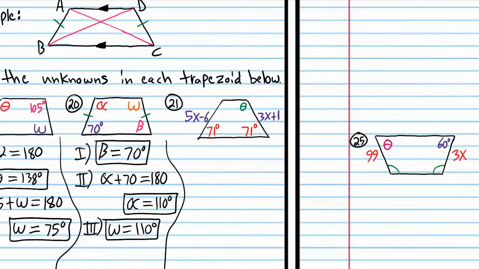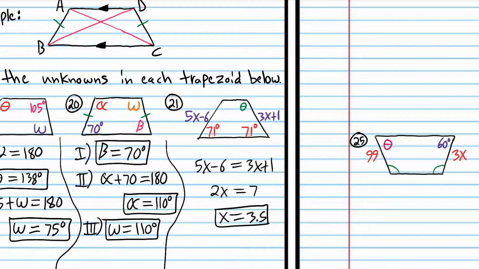We see that a base pair, these two angles, are congruent. So because those base angles are congruent, that alone proves that it's an isosceles trapezoid. Well, if it's an isosceles trapezoid, that means that 5x minus 6 is equal to 3x plus 1. And that allows us to find x. So we have 2x is equal to 7, and x is equal to 3.5.